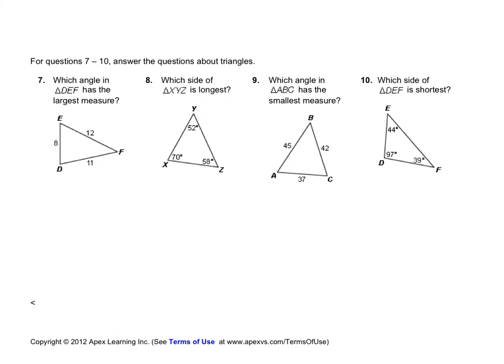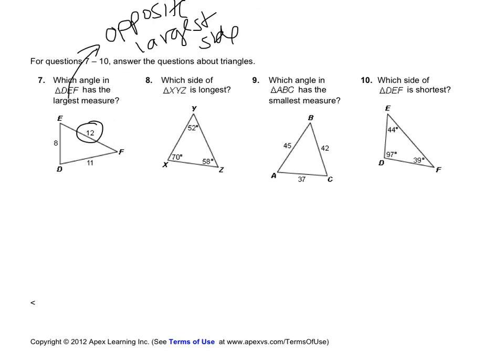Number 7 says, which angle of DEF has the largest measure? Remember, the largest measure is across from, or opposite, the largest side. So I've got to figure out which side is the biggest. Well, 12 is the biggest, and the angle that's across from that would be angle D. So that one's going to have the largest measure.